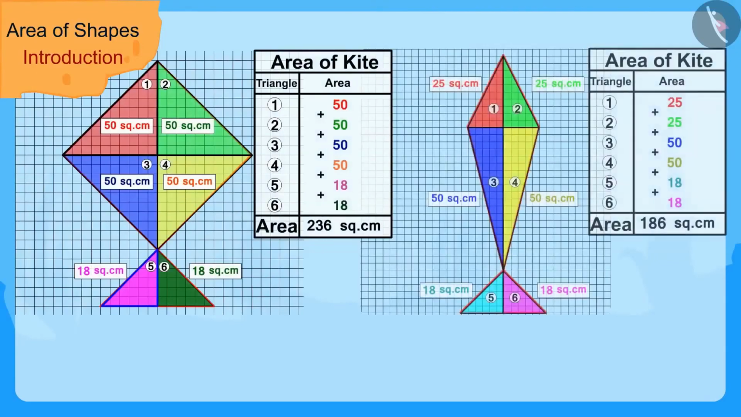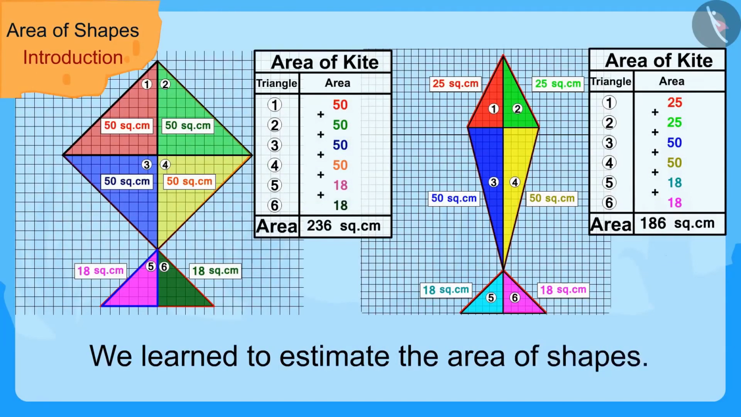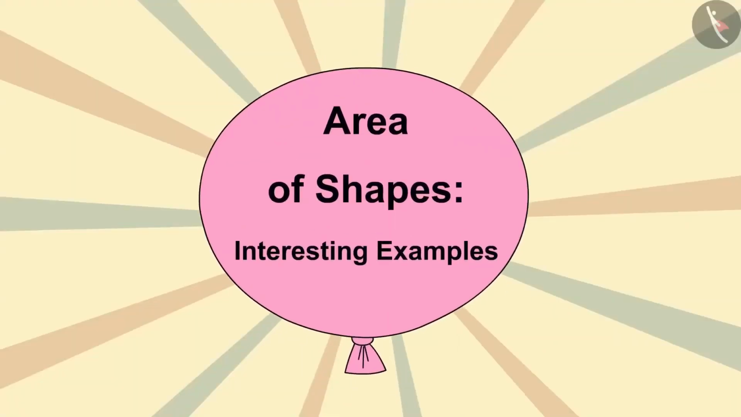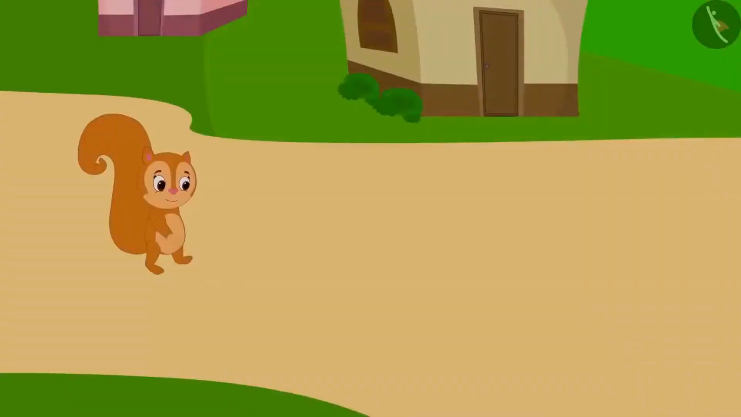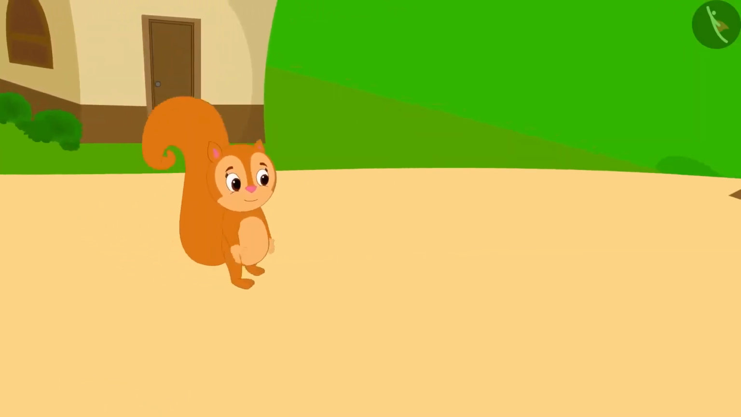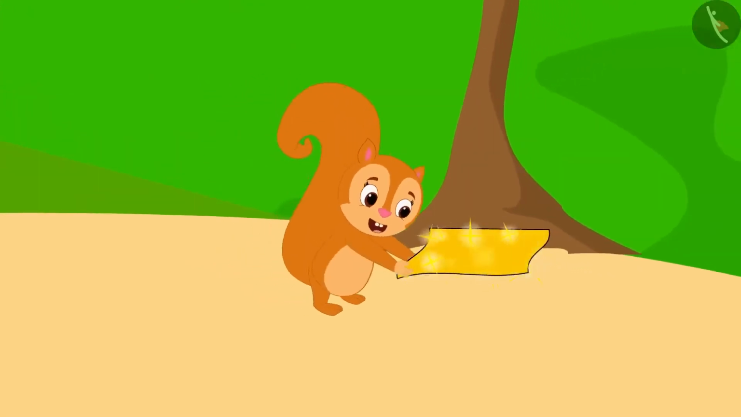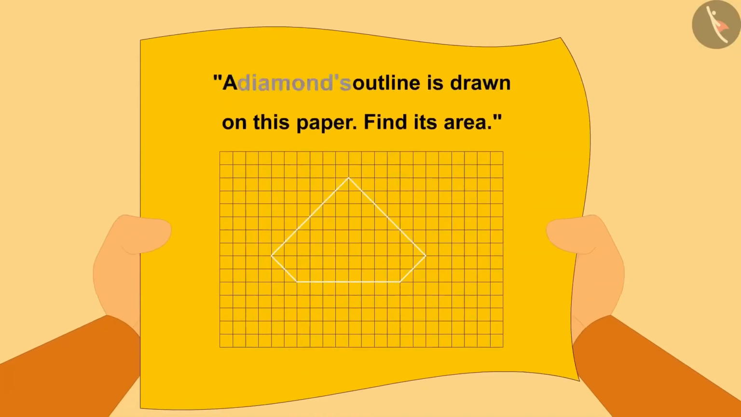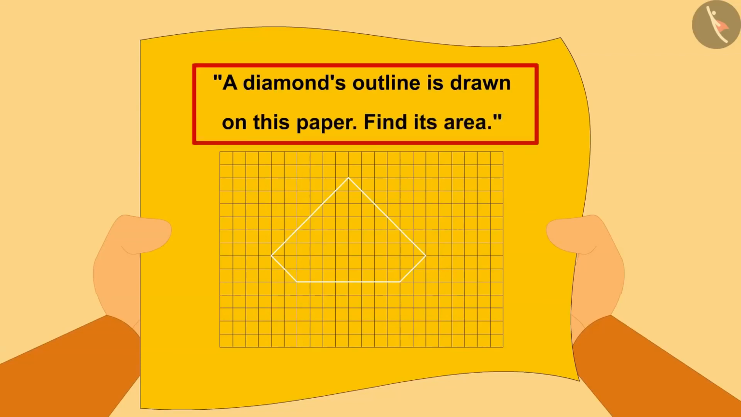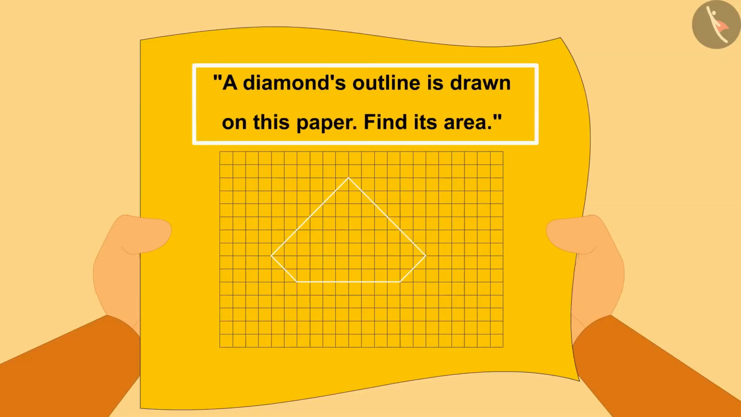Hello children! In the previous video, we learned to estimate the area of shapes. In this video, we will learn more about it through some interesting examples. Chanda was returning home from her shop. Just then, she saw a shiny paper under a tree. A diamond's outline is drawn on this paper. Find its area. Chanda read the instructions written on the paper.